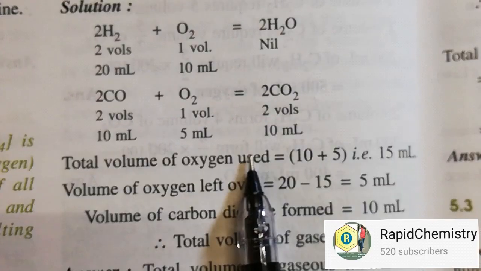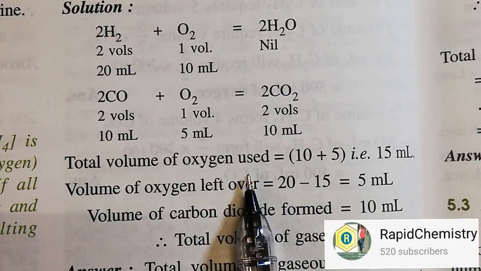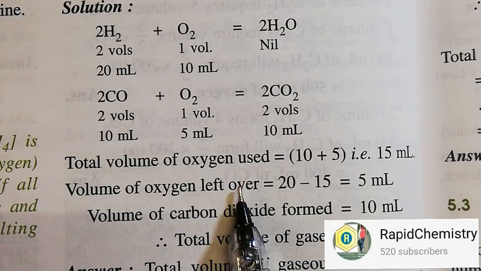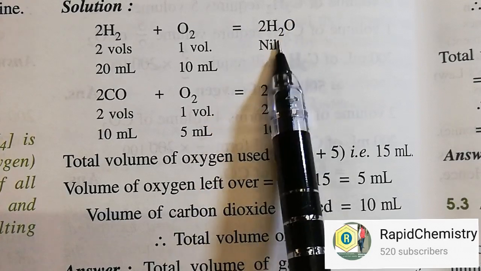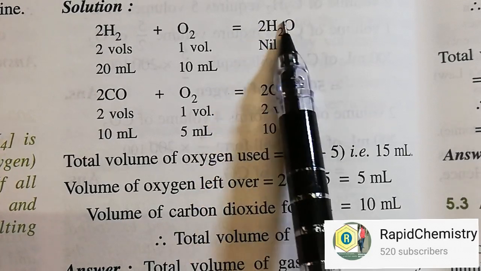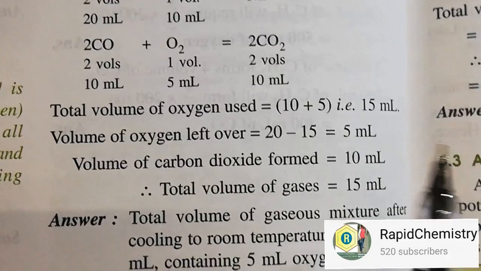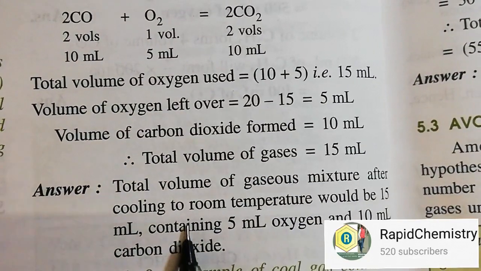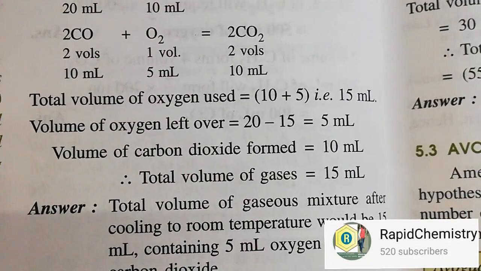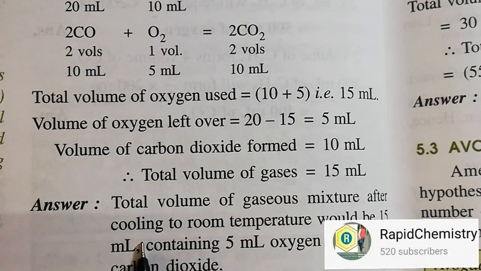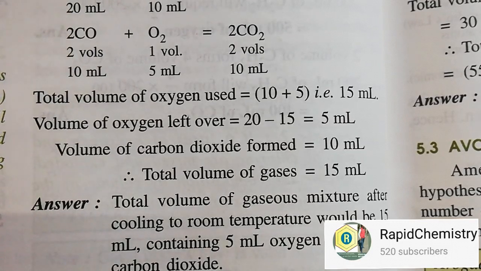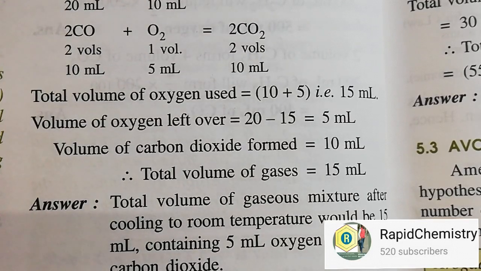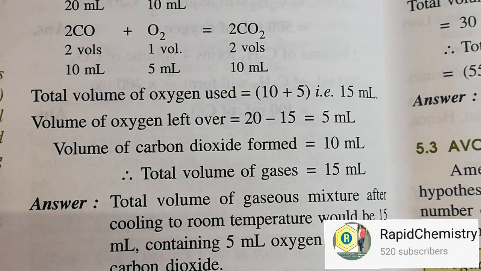As it is written in the question, the volume is to be considered after cooling to room temperature. That's why the water volume is to be taken as nil, because that is no more in the gaseous phase. So hopefully you got it, and the answer with the explanation is given here nicely. Total volume of the gaseous mixture after cooling to room temperature would be 15 ml, containing 5 ml of oxygen and 10 ml of carbon dioxide. So these are the different kinds of numericals I have shown here from Gay-Lussac's law.